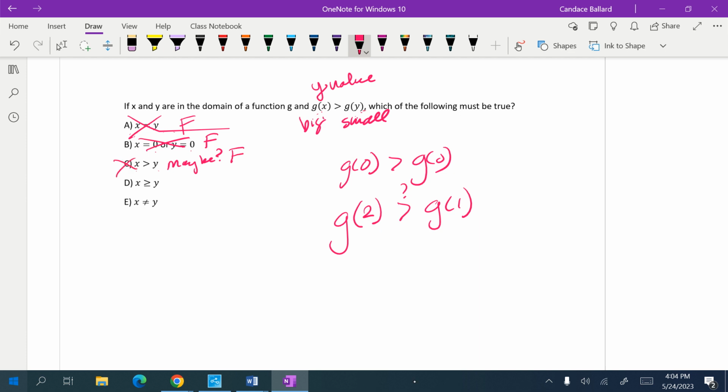And the same goes for this one. It doesn't really matter if I throw an equal sign under there. I still can't guarantee that g of 2 is bigger than g of 1. So it could be, maybe, but it's not must be true. So that's false as well.